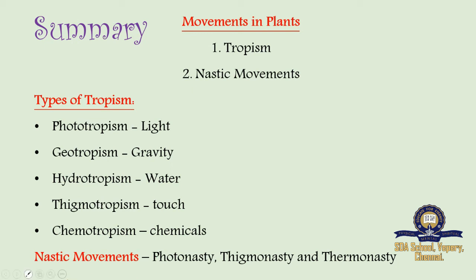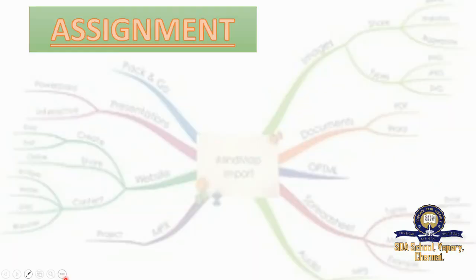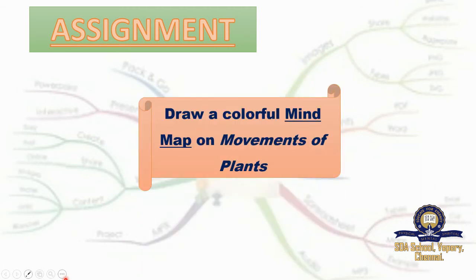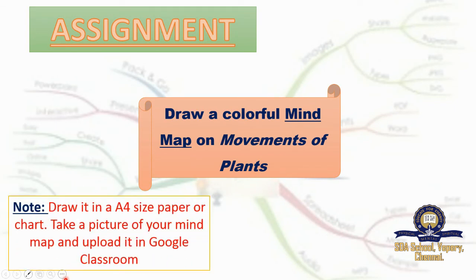Hope you're clear with the concept which was dealt with in today's class. For the assignment part, you are going to draw a mind map on movements of plants. Draw a colorful mind map. With your creativity, draw a beautiful, colorful mind map. Note, draw it on A4 size paper or a chart. Take a picture of your mind map and upload it in Google Classroom. The link will be provided in Google Classroom.